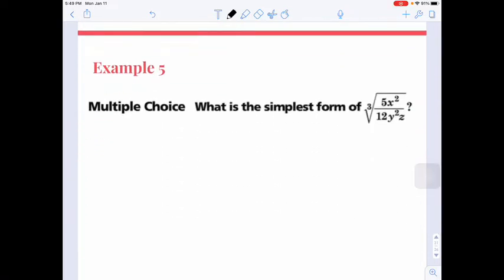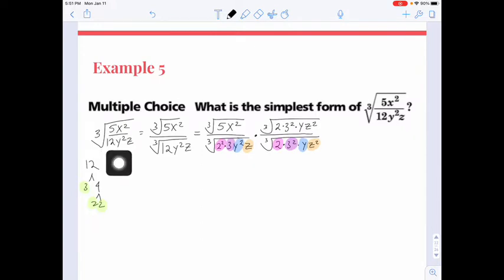Example 5 says, what is the simplest form of the cube root of 5x squared divided by 12y squared z? The first thing we're going to look at is whether we can simplify the fraction inside. We can't simplify 5 over 12, and we can't simplify x squared over y squared times z. So we're going to go ahead and split this into two separate radicals. So cube root of 5x squared on top, and the cube root of 12y squared z on the bottom.